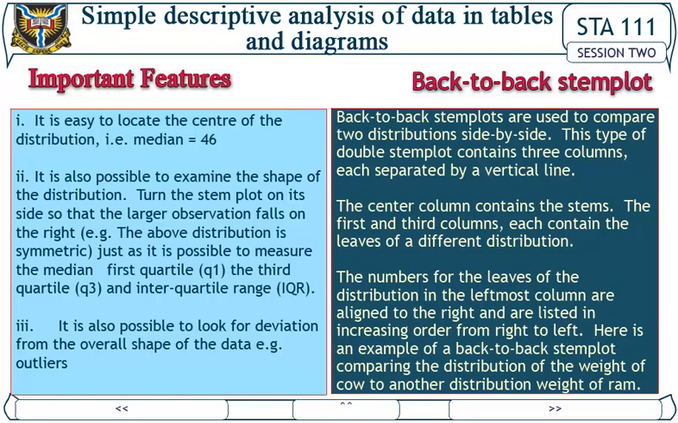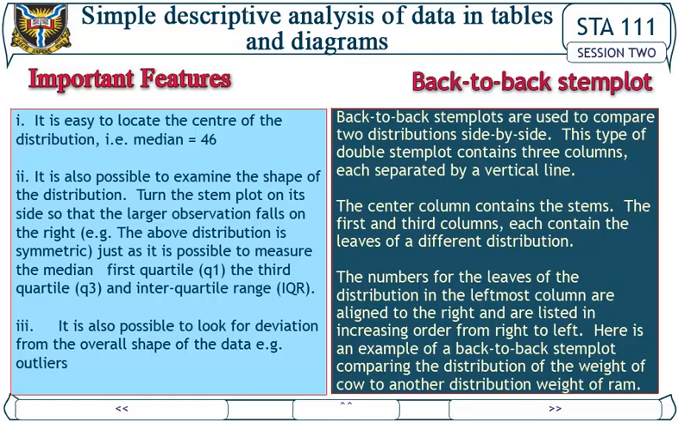Back-to-back stem plot. Back-to-back stem plots are used to compare two distributions side by side. This type of double stem plot contains 3 columns, each separated by a vertical line. The center column contains the stems. The first and third columns each contain the leaves of a different distribution. The numbers for the leaves of the distribution in the leftmost column are aligned to the right and are listed in increasing order from right to left.